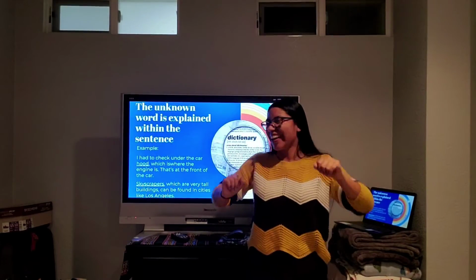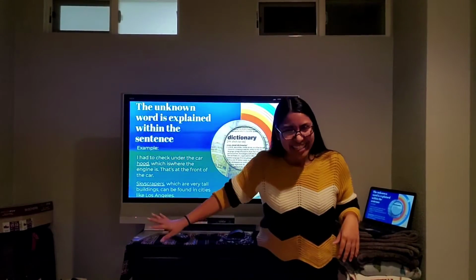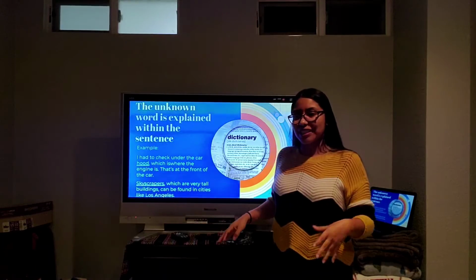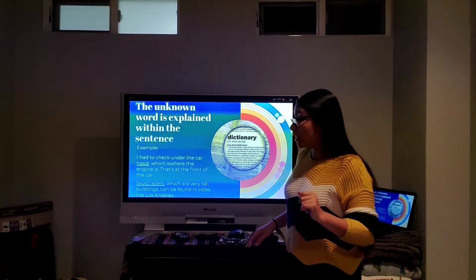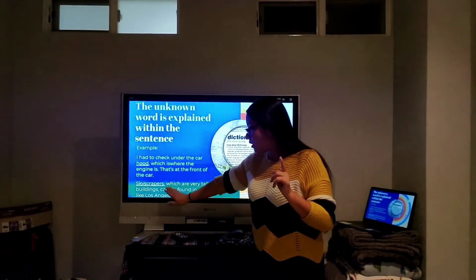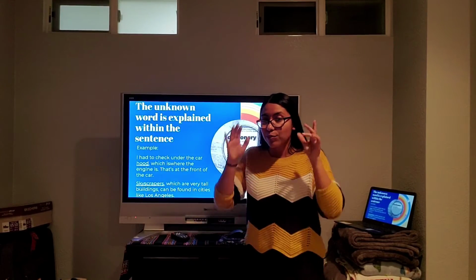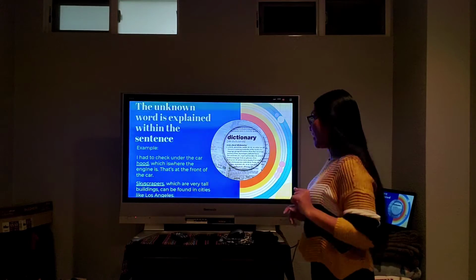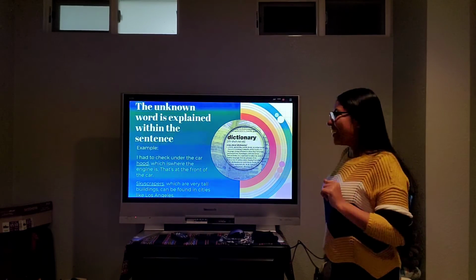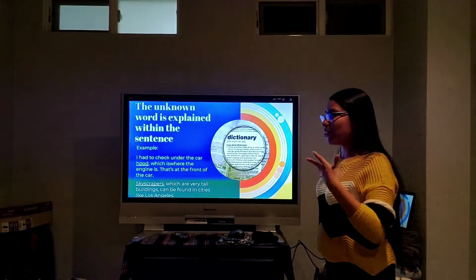I see you both got it. All right. So yes, skyscrapers are very tall buildings. And here's a little bit of a hint for definition context clues. Oftentimes, the definition can be located between two commas. It's very separate. So that's a hint. That's interesting. It's always really interesting to see how English works.